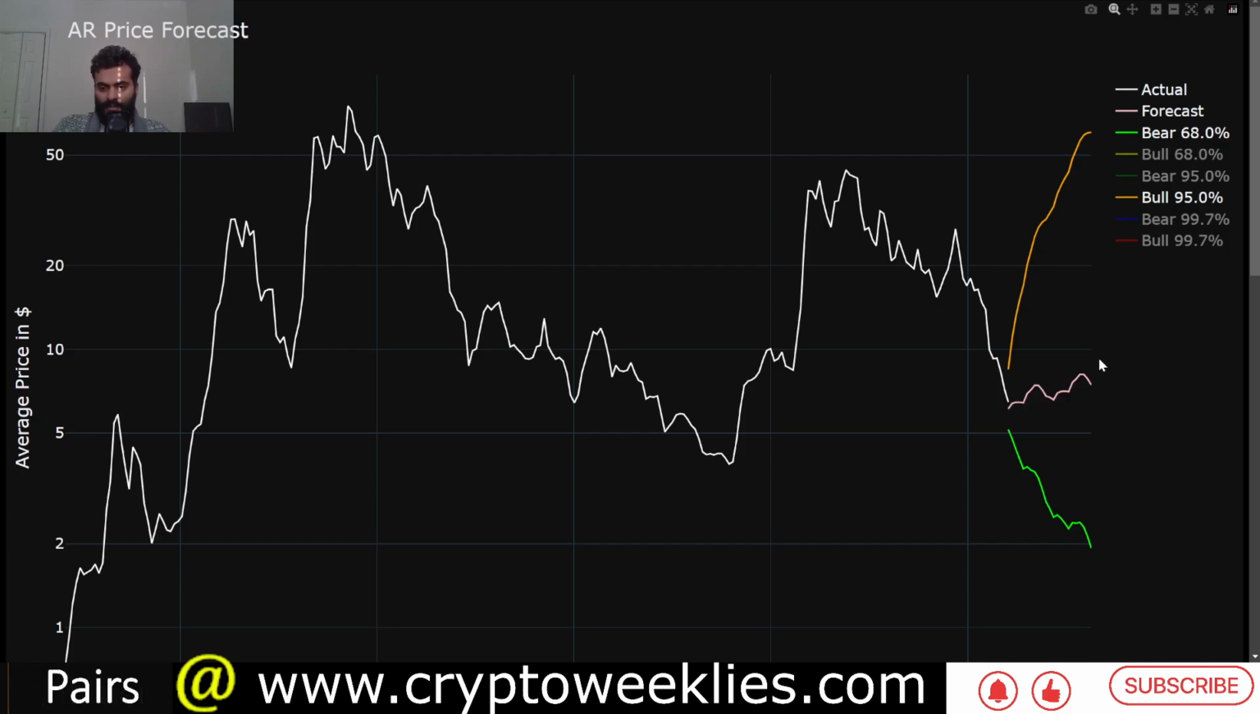In case of the directionality based model, this is the pink line which says that if all things are equal in the market, the likelihood of prices for Arweave going higher with time is higher than going lower with time.